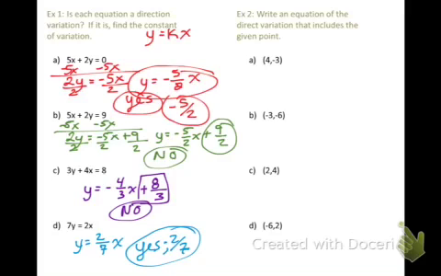All right. Next, this has 2 steps to it. Step 1. Write an equation of direct variation. So first of all, we need to find k. So step 1 is find k. So again, the formula is y equals kx, and we're trying to find k.